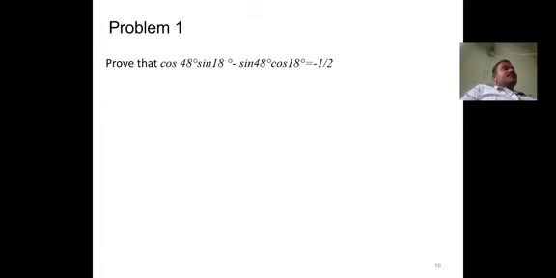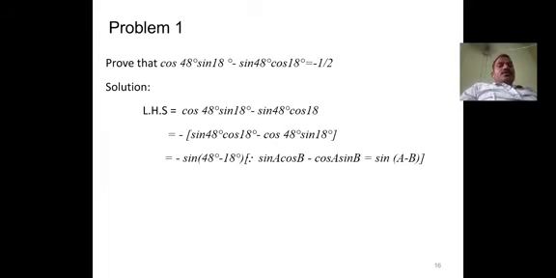So it is cos of 48 minus 18, that is sin of 48 minus 18, that is sin 30. Sin 30 value is 1 by 2. So minus 1 by 2 is the result of this one.